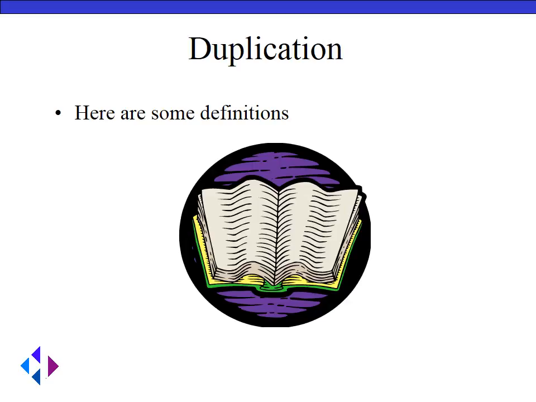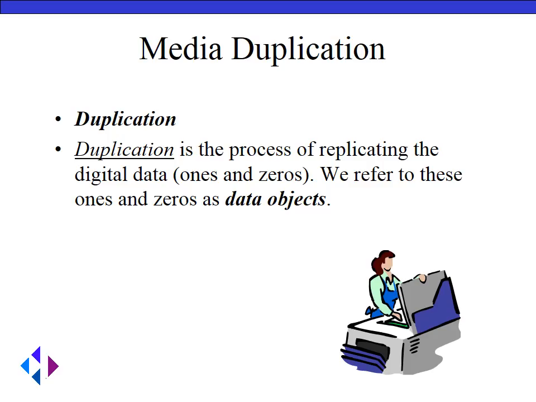So now let's go on and start talking about some definitions. Duplication. Duplication is a process of replicating the digital data, ones and zeros. We refer to these ones and zeros as data objects.